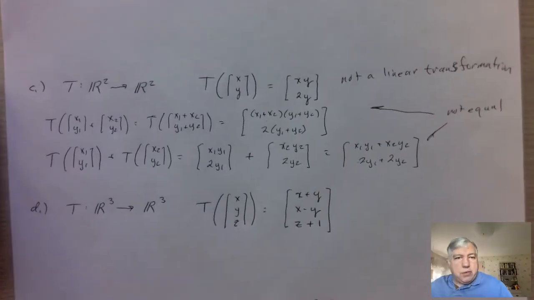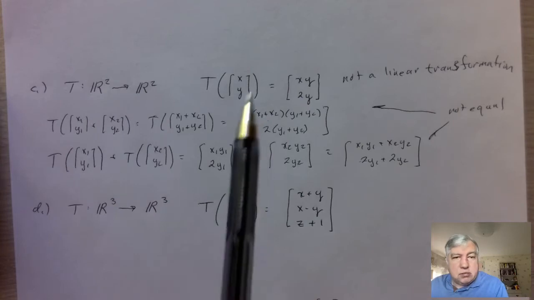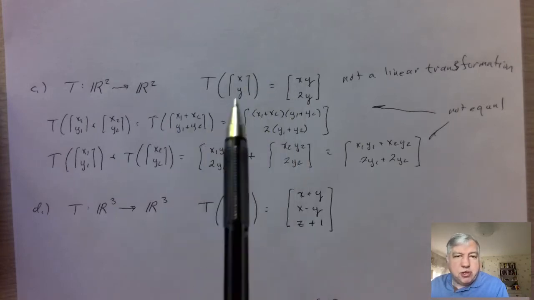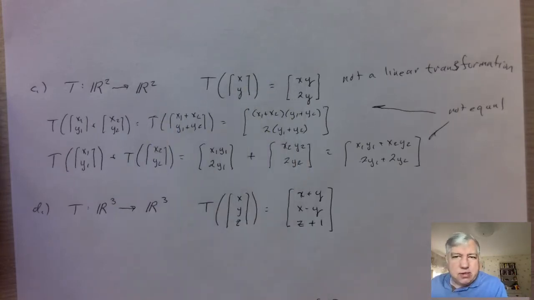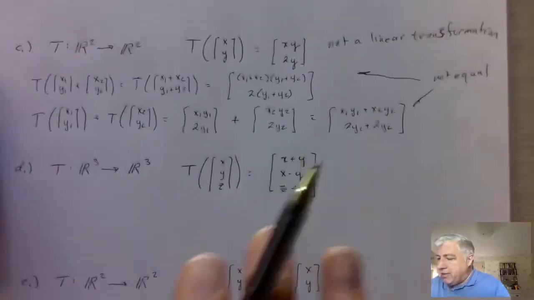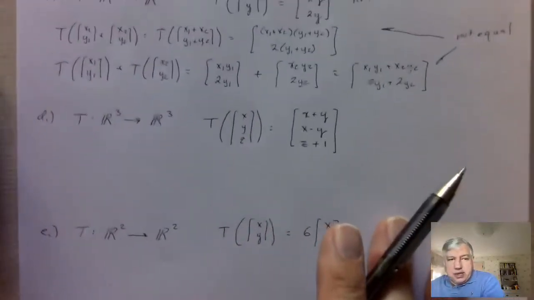You could also just pick two arbitrary points. And in general, if something's not linear, it's not going to be too hard to find a specific counterexample. So we can maybe do it in this next case.